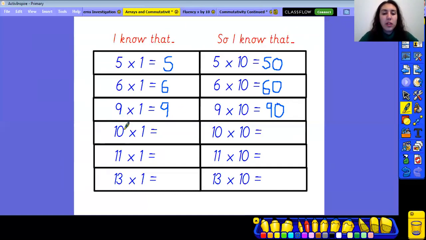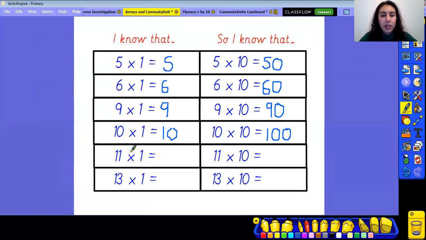10 times 1, so 10 multiplied by 1 is 10. It's the same as what I'm starting with because I'm timesing by 1. And then 10 times 10 is 10 times bigger. So I have my 10, and then I have my 0 on the end, so it becomes 100.